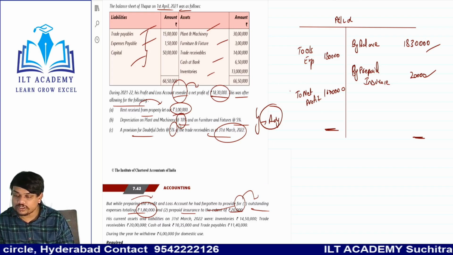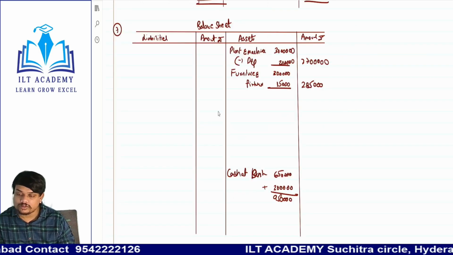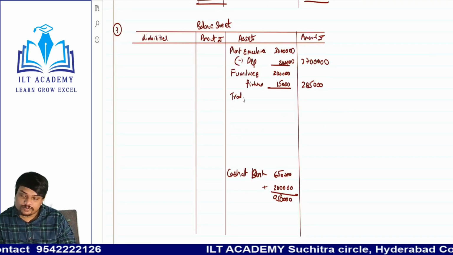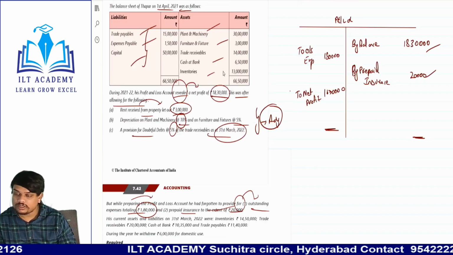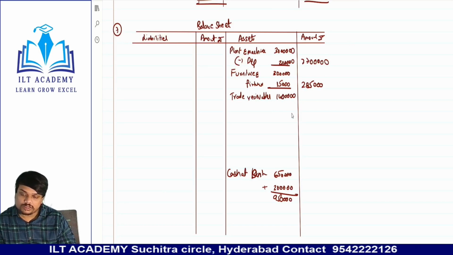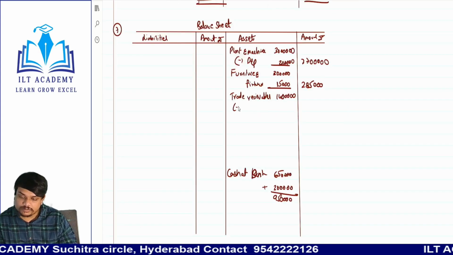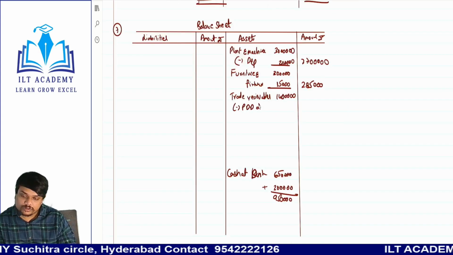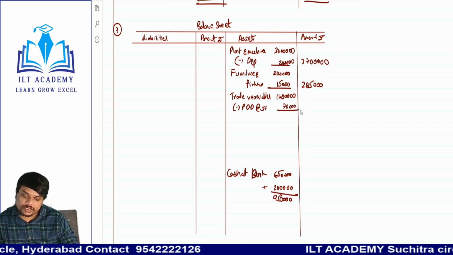Next, a provision for doubtful debts at the rate of 5% of the trade receivables as on 31st March 20. Trade receivables is how much? 14 lakhs. A provision for doubtful debts at the rate of 5%, 70,000. Put in there.